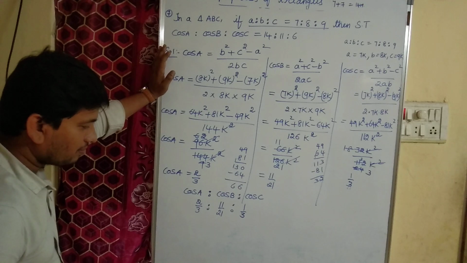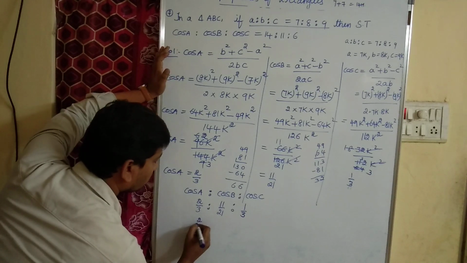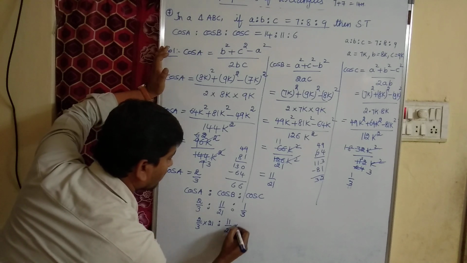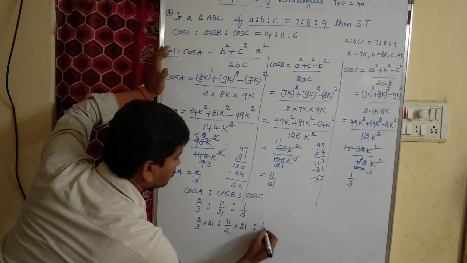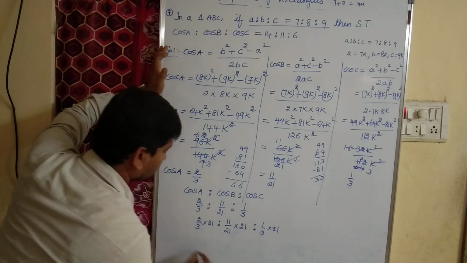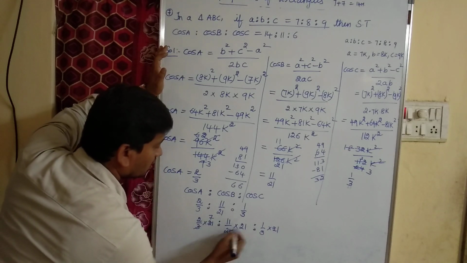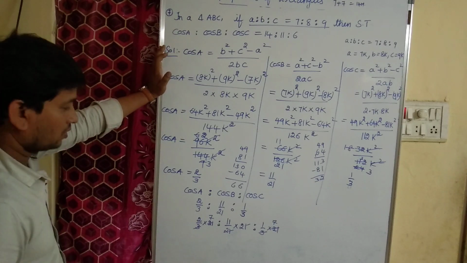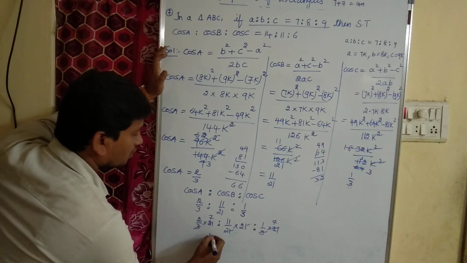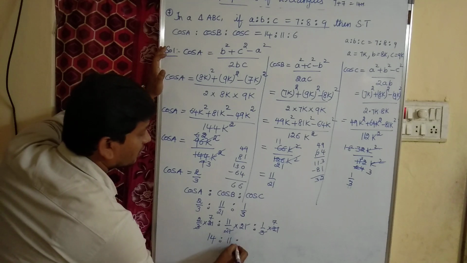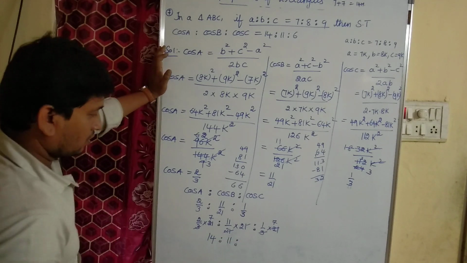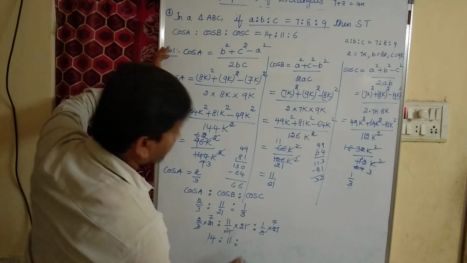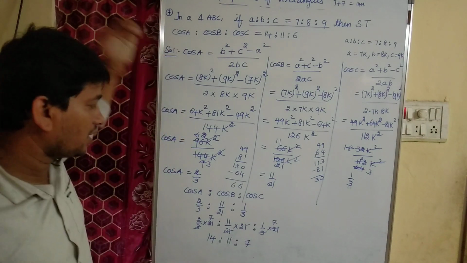Now the LCM is 21, so 2 by 3 into 21 : 11 by 21 into 21 : 1 by 3 into 21. 3 times 7 is 21, cancel. So 2 into 7 is 14 : 11 : 7 we got. Actually, they are asking for 1 by 3.